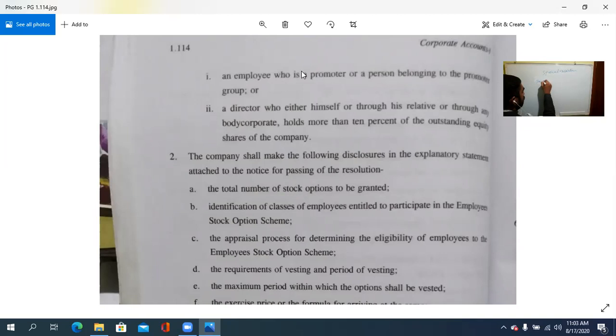അപ്പം employee എന്നുള്ള clause. ഇനി അടുത്തത്, company shall make the following disclosures in the explanatory statement attached to the notice for passing the resolution. That is, total number of stock options to be granted, identification of the classes of the employees entitled to participate in the employee stock option scheme.